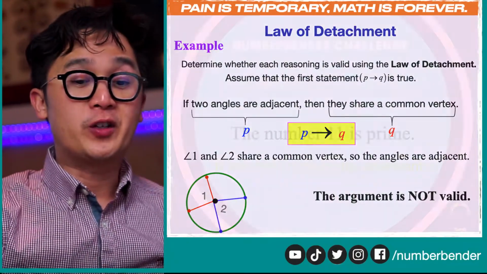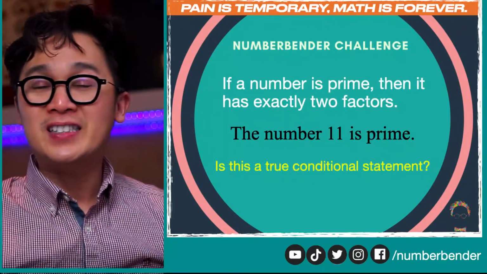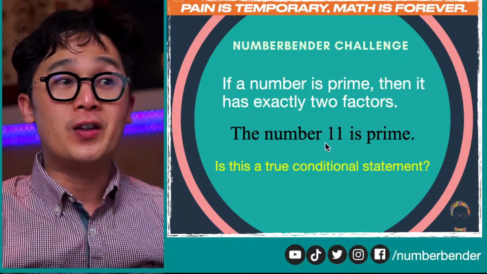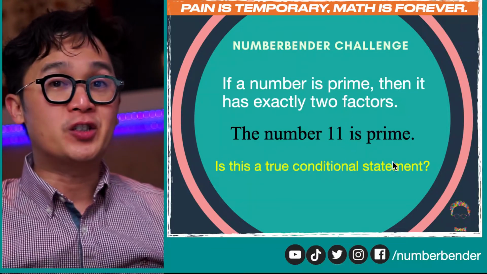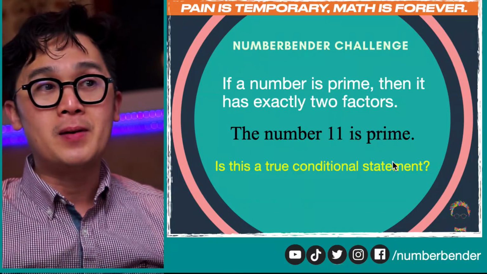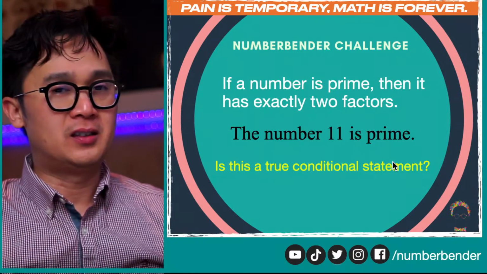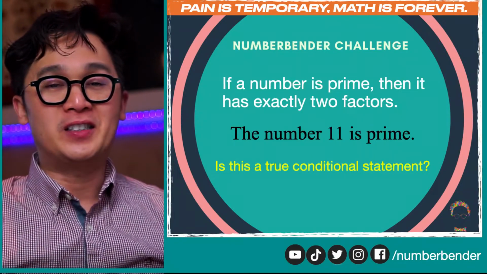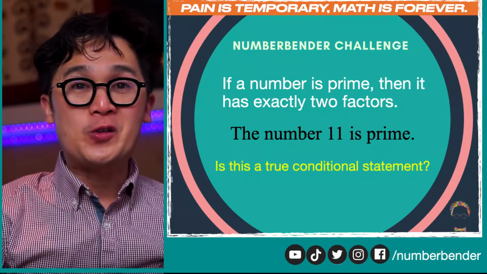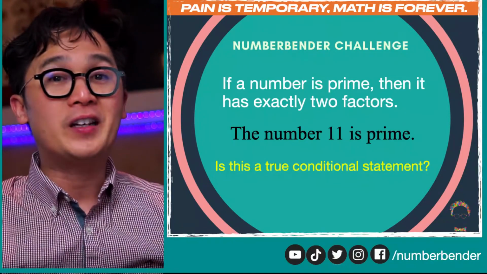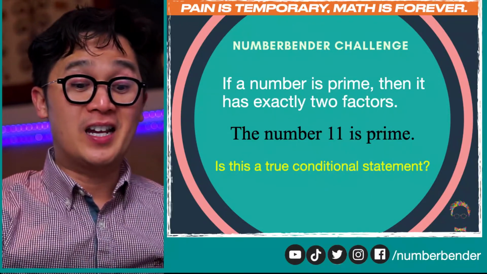So in your Numberbender challenge for today, let's see if you can say that this particular example, the number 11 is prime, is a true statement based on our initial assumption that if a number is prime, then it has exactly two factors. This is your Numberbender challenge, and you can comment down below whether this argument is true, and make sure to use the law of detachment to argue whether you have a valid statement or not a valid statement.